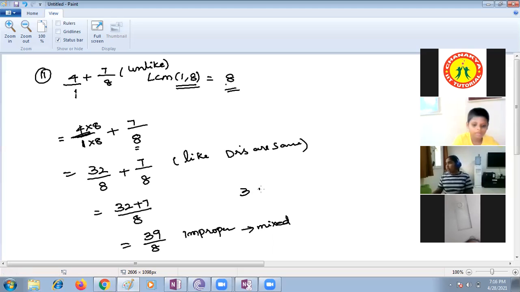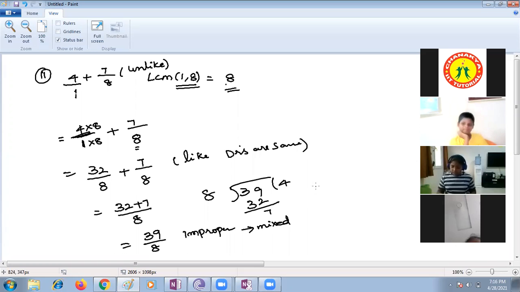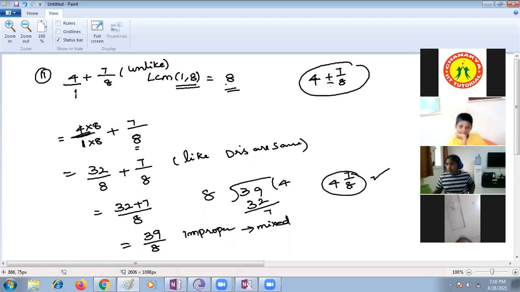Now 39 by 8, means 8 how many times? 4 times. 8 4s are 32. 39 minus 32 means 7. So we can write it as 4 7 by 8. This is one thing. But our question is 4 plus 7 by 8, so no need to do this. Once the addition symbol is there, the whole part and fractional part you can directly combine and write the result as 4 7 by 8. In addition only it is applicable, not in subtraction.